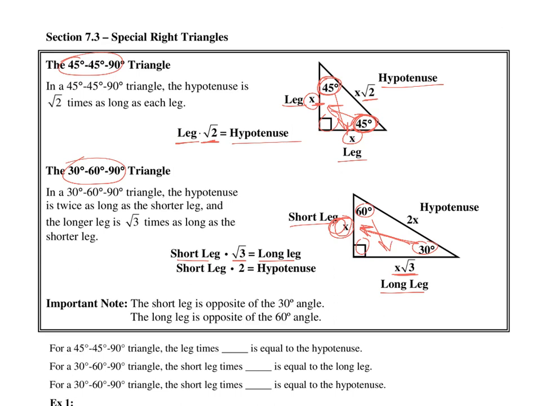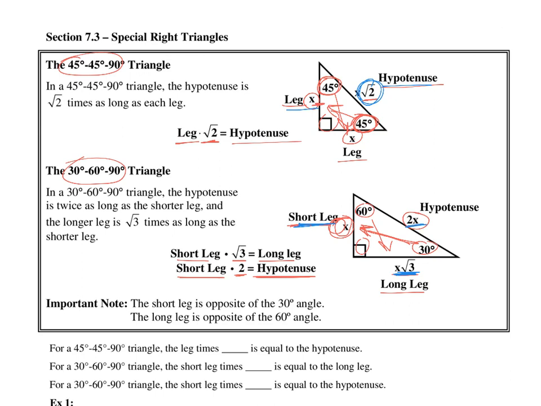To get the hypotenuse, I go back to the short leg. This is the foundation for figuring out all the other sides of a 30, 60, 90 triangle. I take the short leg, multiply it by 2, and I get the hypotenuse, 2x. To summarize: if I have the length of the leg, I multiply it by the square root of 2 and I get the hypotenuse for 45, 45, 90. If I have the short leg for 30, 60, 90, I multiply it by the square root of 3 and that gives me the long leg. To get the hypotenuse, I multiply it by 2.